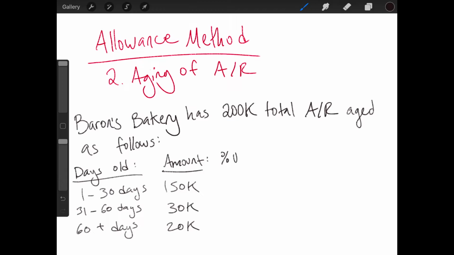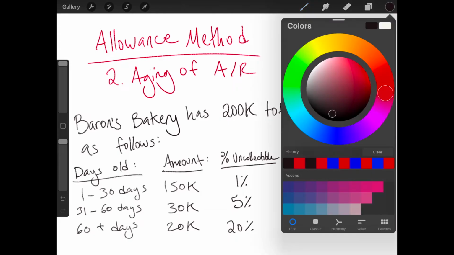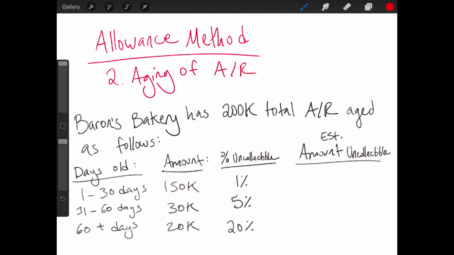Versus if I have an account in my accounts receivable that has been there for over 60 days, let's say it's been in there for 2 years, my percent that that's going to be uncollectible is going to be significantly higher than it is for an account that has only been in my accounts receivable for a couple days or under a month. And usually in these types of questions, you see them set up fairly similarly. Using this information, you can create this new column that I'm making here on the right, which is an estimated amount uncollectible. So you take the amount in each age group and multiply it by the percentage that you deem to be uncollectible.